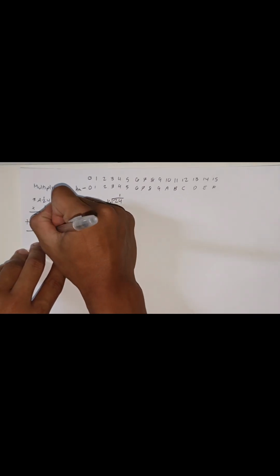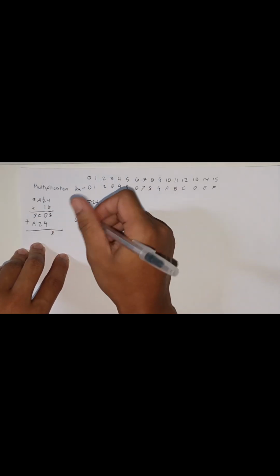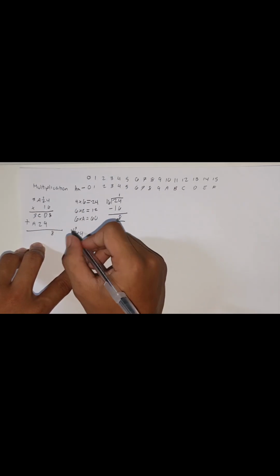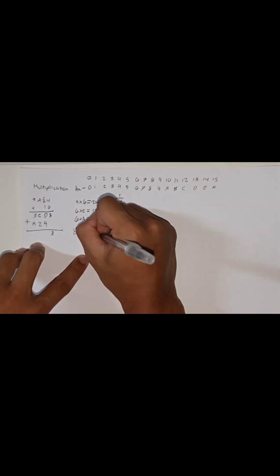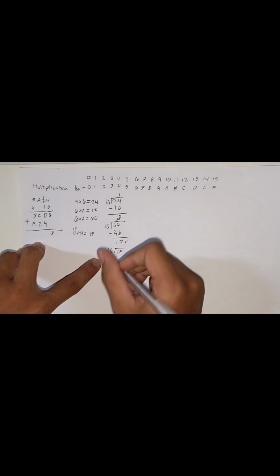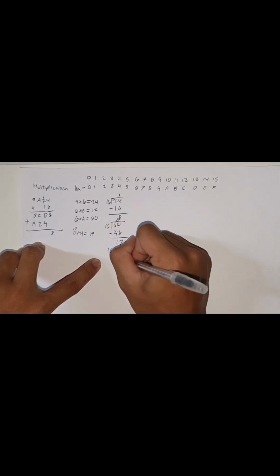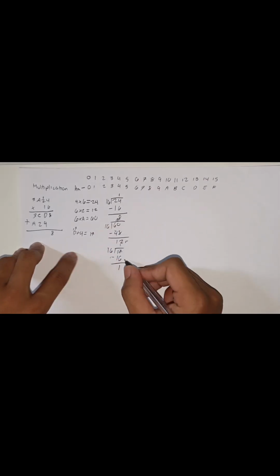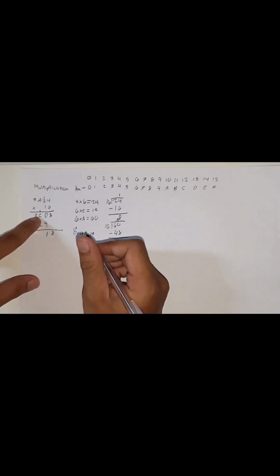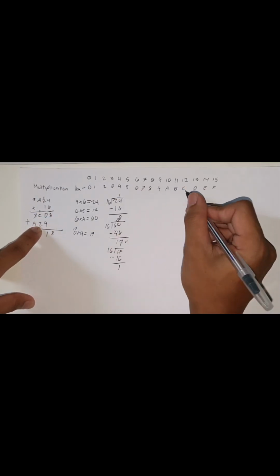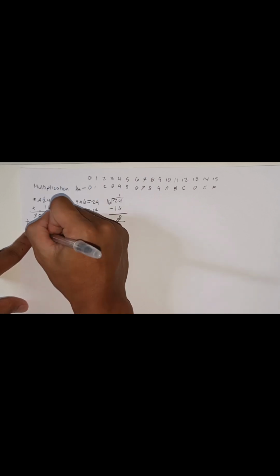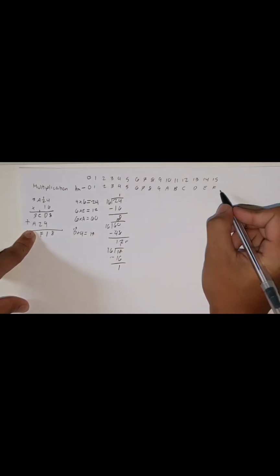So bring down 8. D plus 4: D is 13, so 13 plus 4 is 17, and it's more than 16, so divide it. 17 divided by 16 is 1, so write 1 and carry the 1. So C plus 2, which is 12 plus 2 is 14, plus 1 is 15. So 15 is F in hexadecimal.